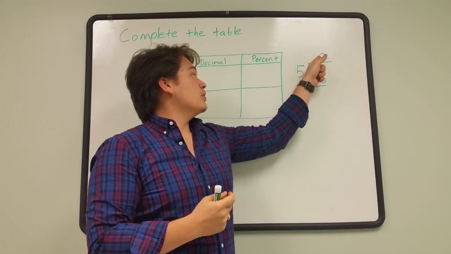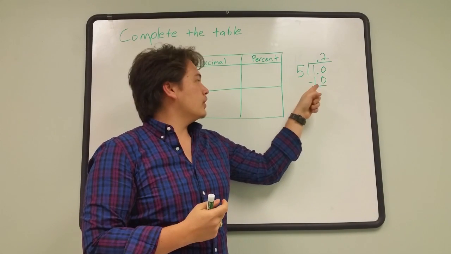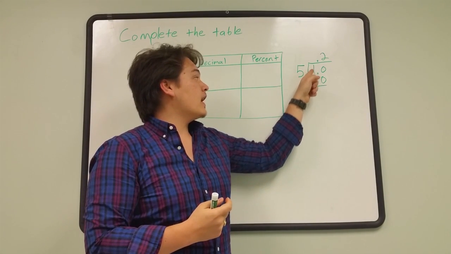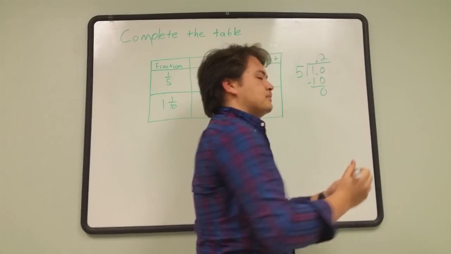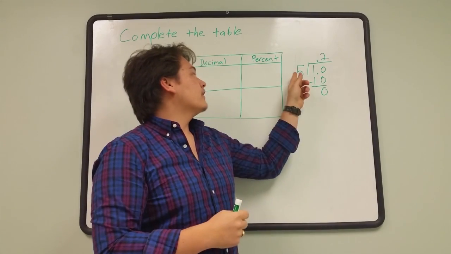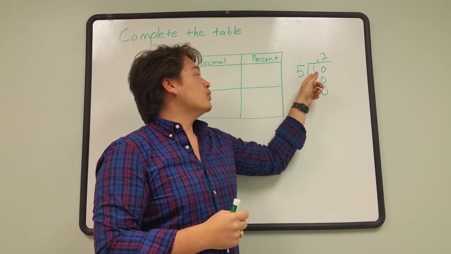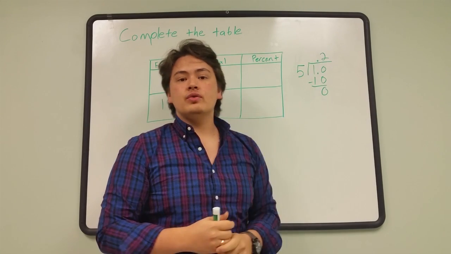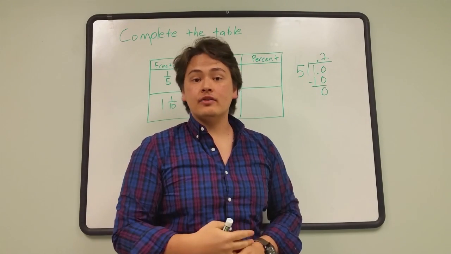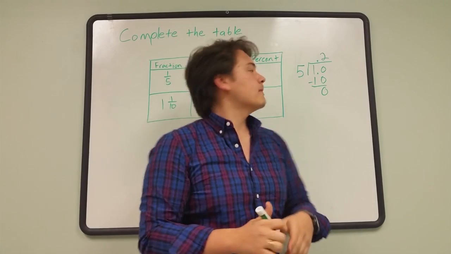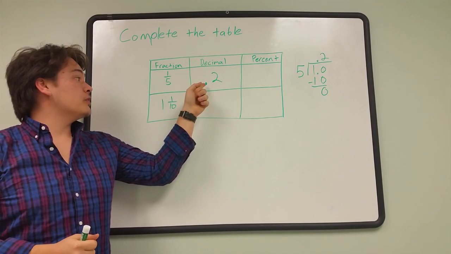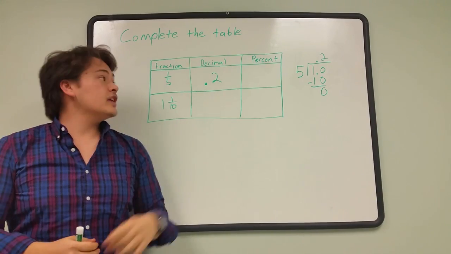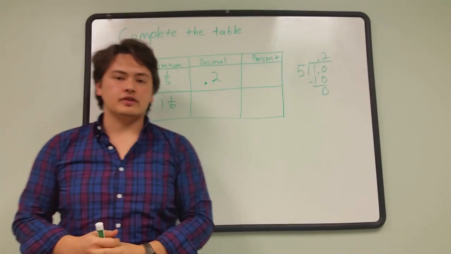So 2 times 5 is going to give me 10, and then 10 subtracted by 10 is going to give me 0. So what this tells me is that 5 can go into 1 0.2 times, and that is the decimal form of 1 over 5. So we change 1 over 5 into a decimal, which is going to be 0.2. Let's change it now into a percent.